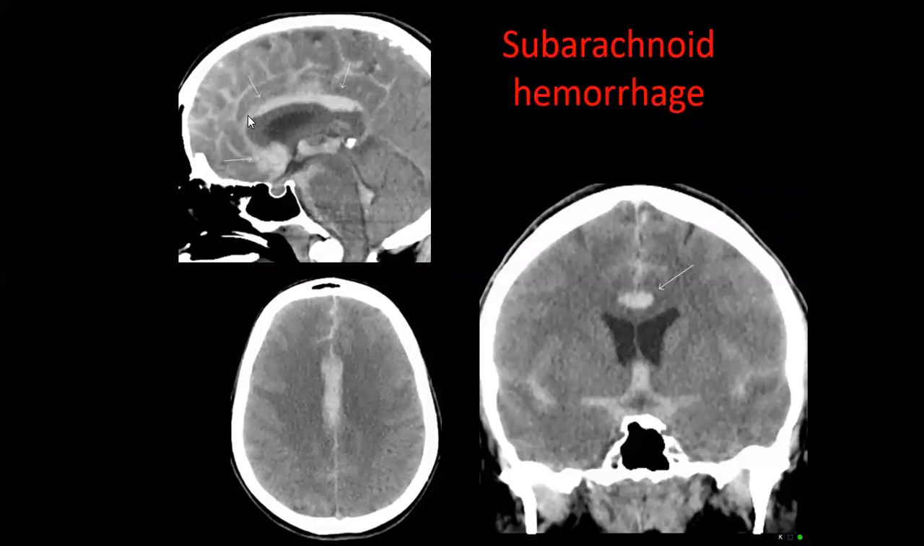When you find subarachnoid hemorrhage in the pericallosal cistern and the lamina terminalis cistern, you have to suspect bleeding from an anterior communicating artery aneurysm.